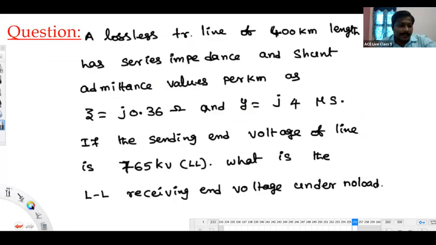See, a lossless transmission line of 400 kilometers length has series impedance and shunt admittance values per kilometer as small z, j0.36 ohms, small y, j4 microsiemen, mho. If the sending end voltage of the line is 765 kV, what is the line to line receiving end voltage under no load operation?